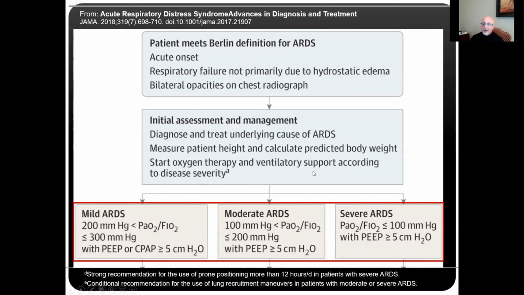Oxygen therapy and ventilatory support should be started according to the disease severity. I'm going to reiterate, mild ARDS is between 200 to 300 PF ratio when at least 5 centimeters of PEEP is administered. Moderate ARDS is a PF ratio between 100 and 200, and severe ARDS is when the PF ratio is less than 100.